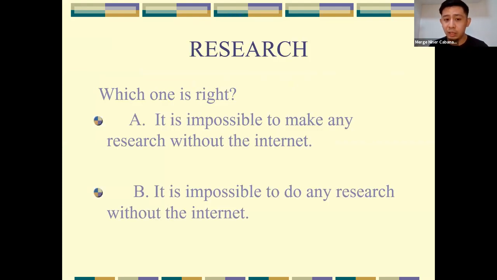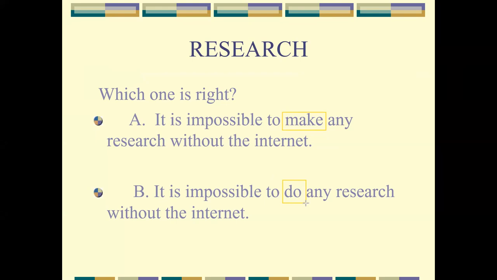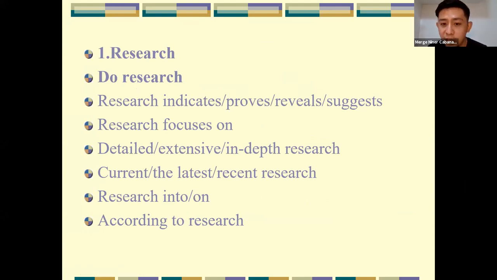Next is a list of the most common mistakes with collocation. I will be asking everyone, which one is right? It is impossible to make a research or it is impossible to do a research? Answer me, Jonalyn. Make research or do research? Do, sir. Actually, your answer is correct. The answer here is do research. So here is the list of the collocations that you can use for research. Again, I will be posting this on your handout.